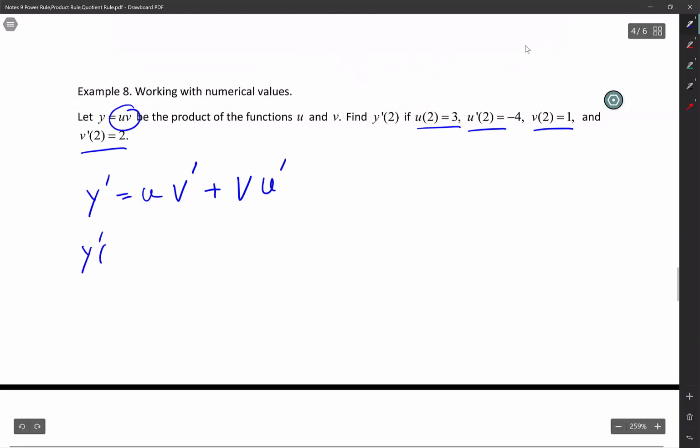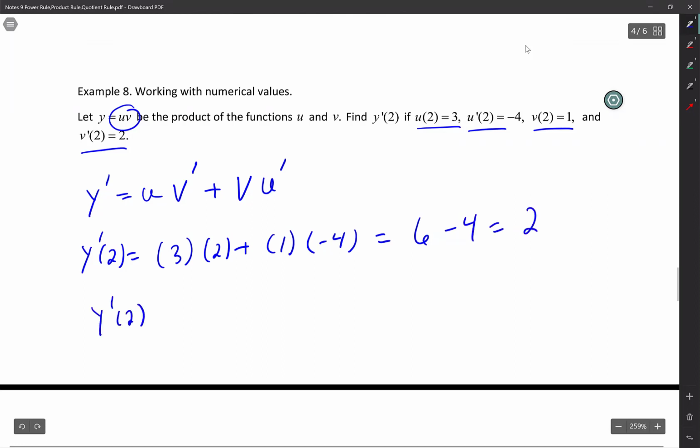I'm going to find y prime of 2. They don't tell me what variable this is with respect to. It equals first, u of 2 is 3, times the derivative of the second, v prime of 2 is 2, plus second, v of 2 is 1, times the derivative of the first, u prime of 2 is negative 4. And there it is, guys. It really is that simple. 3 times 2 is 6. 1 times negative 4 is negative 4. 6 minus 4 is 2. So y prime of 2 is nothing more than 2.